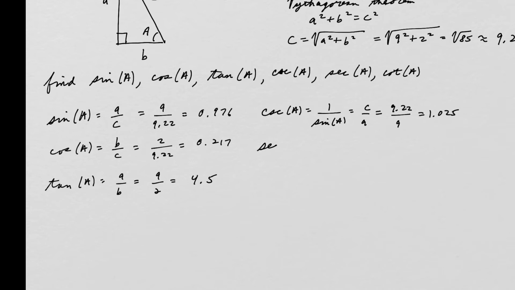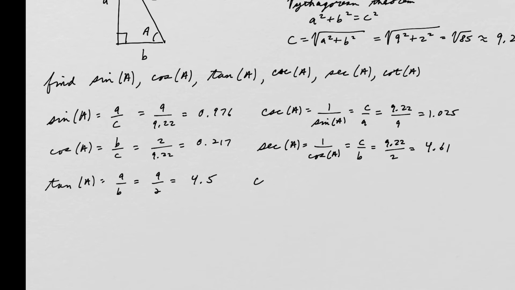Then secant of angle A is the same as 1 over cosine. So that's going to be c over b. Right, so really it'll be 9.22 over 2, and that's equal to around 4.61. The other way you could do this, you could say it's 1 divided by whatever you got for cosine, right? That's also going to give you the same exact answer.